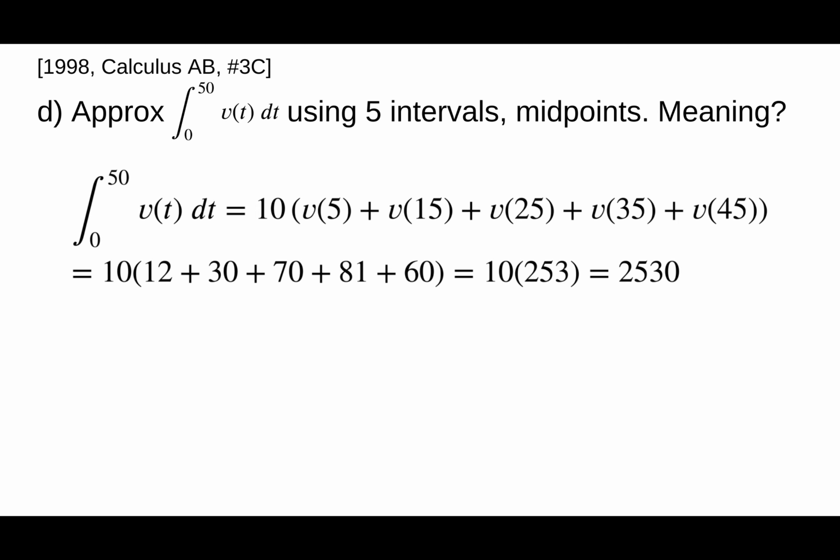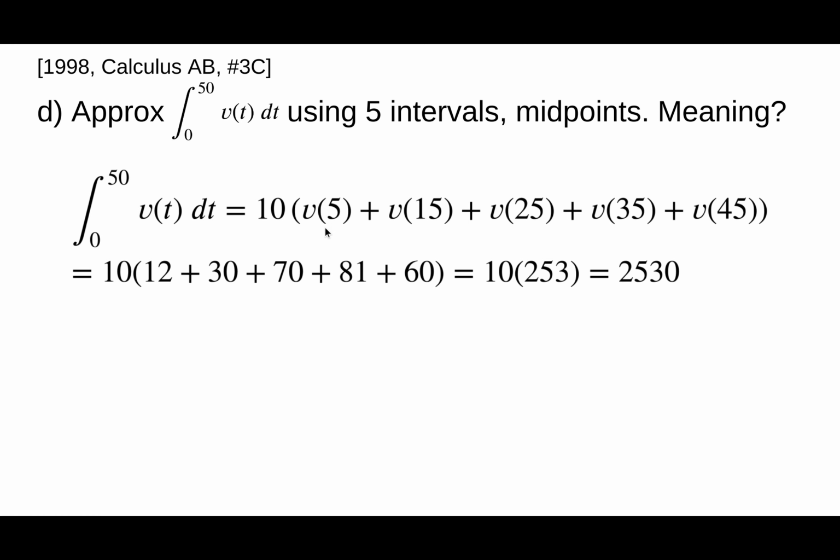That'll be our second one, so v of 5, and then v of 15, v of 25, v of 35, v of 45. Notice that all of these widths are 10. So one of the things you have to keep in mind is they will be looking for a product of sums, or a sum of products, right? Here we have a product, 10 times this sum. Or you could distribute this and have 10 times v of 5 plus 10 times v of 15, so you'd have a sum of products.